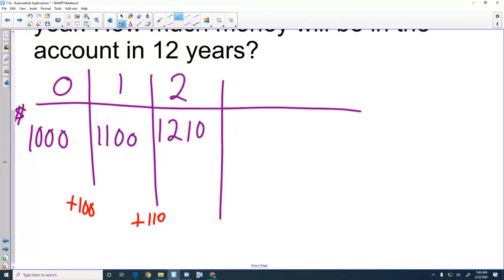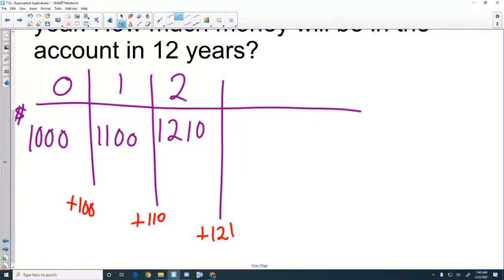A third year goes by, I get 10% of whatever's in there. So now I'm getting $121 for free. Look at that. In just 2 years, I've already made like $21 more per year than I did at the start. So each year, that interest is getting bigger and bigger and bigger. This is called exponential growth, right? When you're getting more and more and more each time.